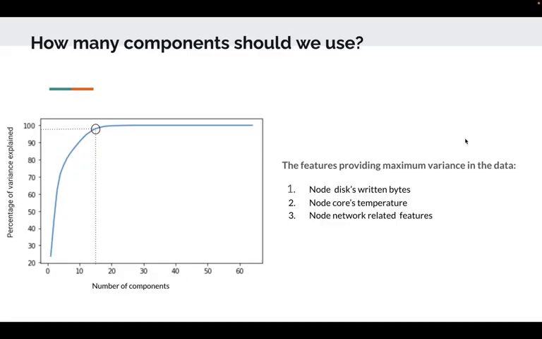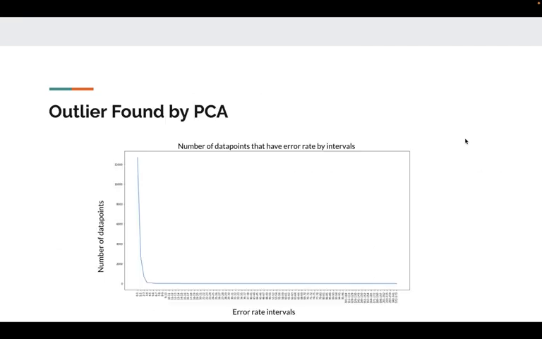We decided how much of this normalized data we would use by using PCA. As a result of the PCA analysis we made with different component numbers, we realized that we could cover 97.9% of the information about the data by using 15 components, and we used 15 components in our next analysis. The features providing maximum variance in the data by PCA analysis are node disk written bytes, node core temperature, and the features related to node network.